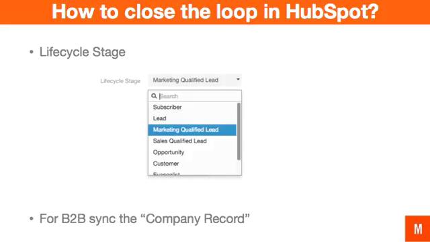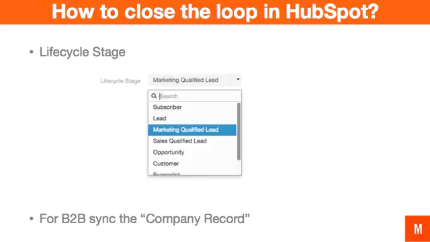All right, so how do you close the loop if you're using HubSpot? It's all about the field in HubSpot called lifecycle stage. There are several different stages, starting at subscriber, moving to lead, marketing qualified lead, sales qualified lead, opportunity, customer, and evangelist. Essentially, what you want to do is mark the contacts in your database with one of those stages. They'll mostly start out as a lead and end up as a customer, and you're then able to report on the journey that took them along that path.